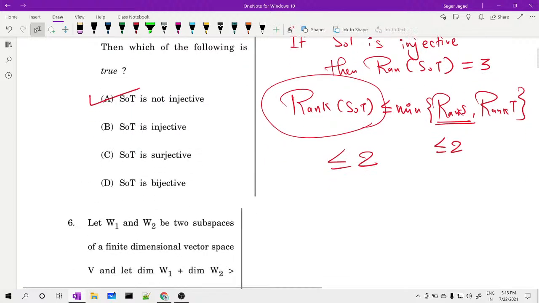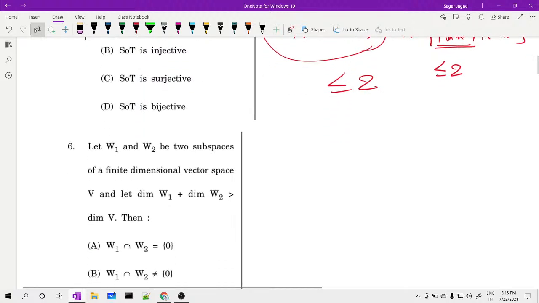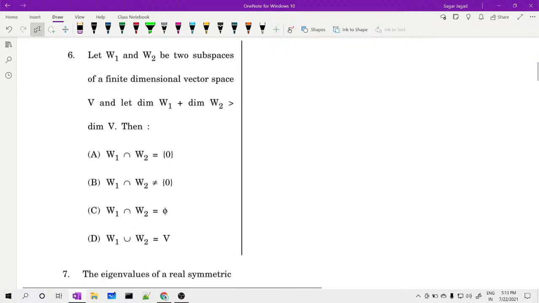Question number 6. Okay, so let's just start. W1 and W2 are two subspaces of a finite dimensional vector space V, and let the dimension of W1 plus the dimension of W2 be greater than the dimension of V. Then what? Okay, they are subspaces, and if the sum of the dimensions is greater than the dimension of V, then it is going to be something serious. Definitely, if the dimension is greater, the union cannot be the same as V. We cannot think about that.